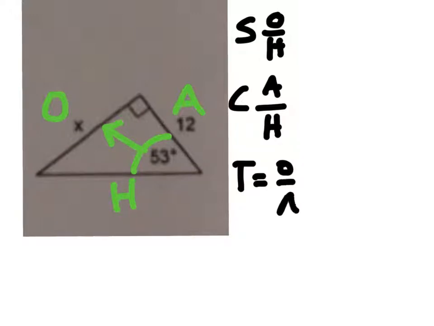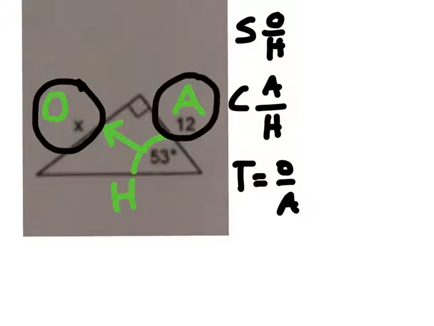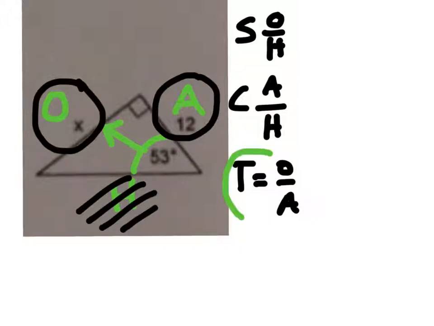Well, what ingredients do we have in the picture? We're looking for the opposite. We have the adjacent. We won't need the hypotenuse. We're going to be looking for the formula that has O and A in it. And there's only going to be one of the three that will work. So we're going to use TOA to finish this off.